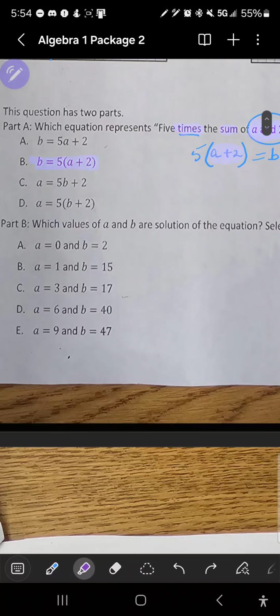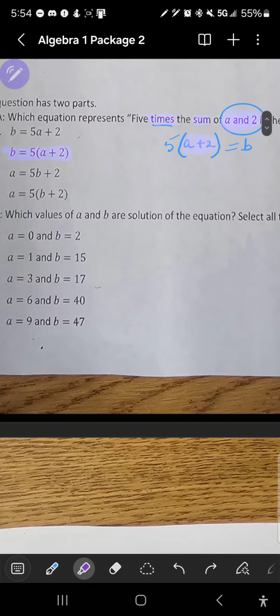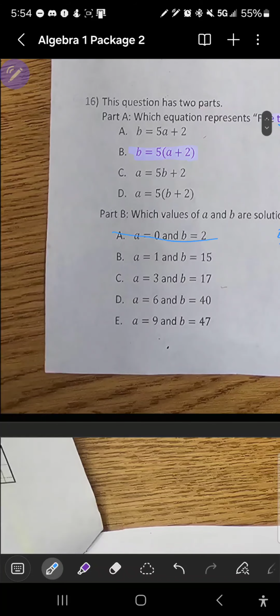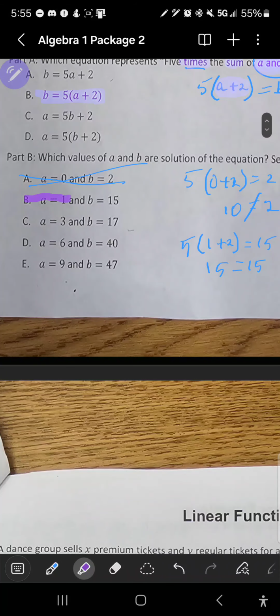Now, which values of A and B are solutions to the equation? Select all that apply. Okay, we can plug in values. That's what I would do. I'm going to start with A. So 5 times 0 plus 2 equals 2. Now, 0 plus 2 is just 2, and 5 times 2 is going to be 10, which is not equal to 2, so that is not true. This is invalid. Now, A equals 1 and B equals 15: 5 times 1 plus 2 equals 15. 1 plus 2 is 3, and 3 times 5 is 15, so we have 15 equal to 15, so this is true. This is one of our answers.